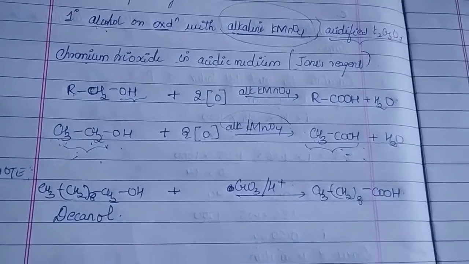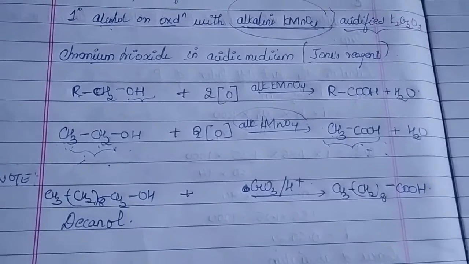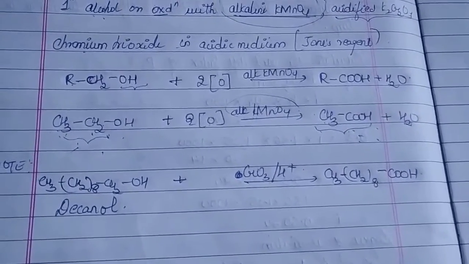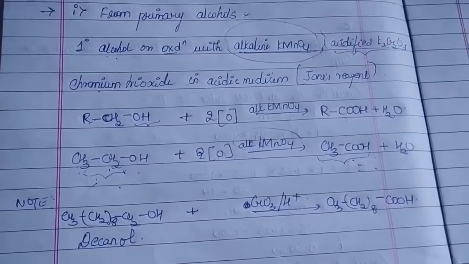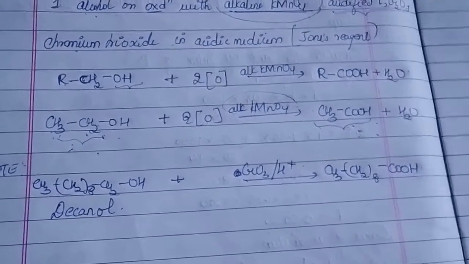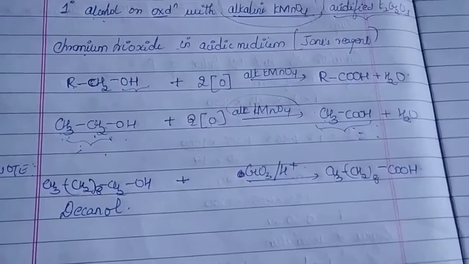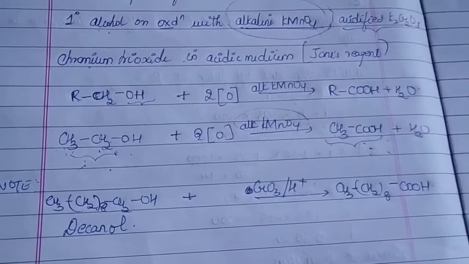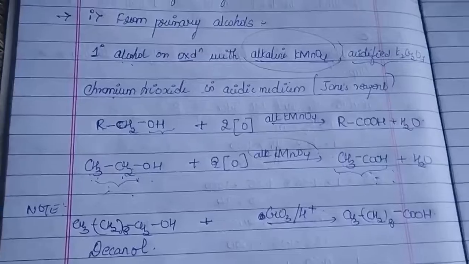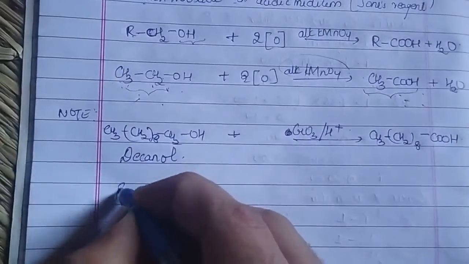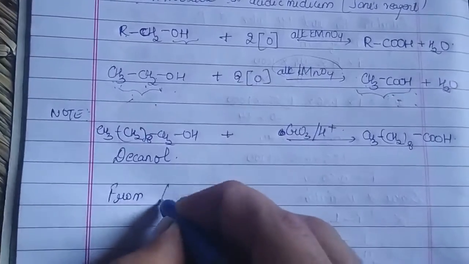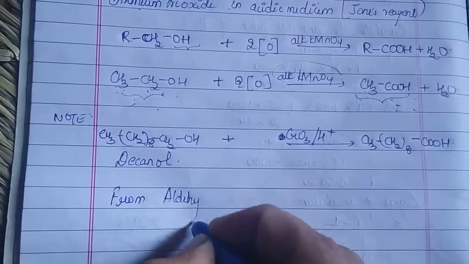Whenever a primary alcohol is oxidized using an oxidizing agent, that is alkaline KMnO4, acidified potassium dichromate, or a Jones reagent, you will get the corresponding carboxylic acid. So this was with respect to primary alcohols. Now with respect to aldehydes, what can you do? From aldehydes, how can you prepare carboxylic acids?